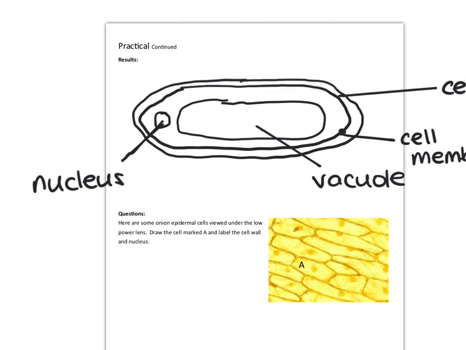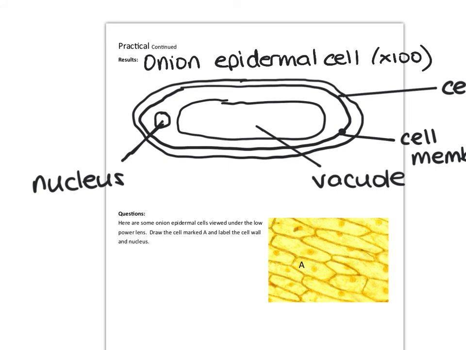Okay, we need to put a title. So it's an onion epidermal cell. And we used the medium power objective lens, so that's times 100. Okay, we'll finish this bit off next week.